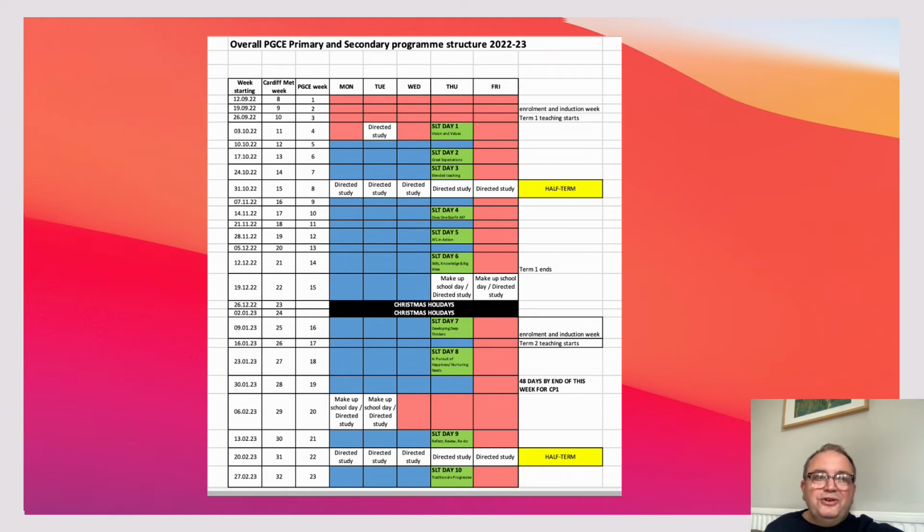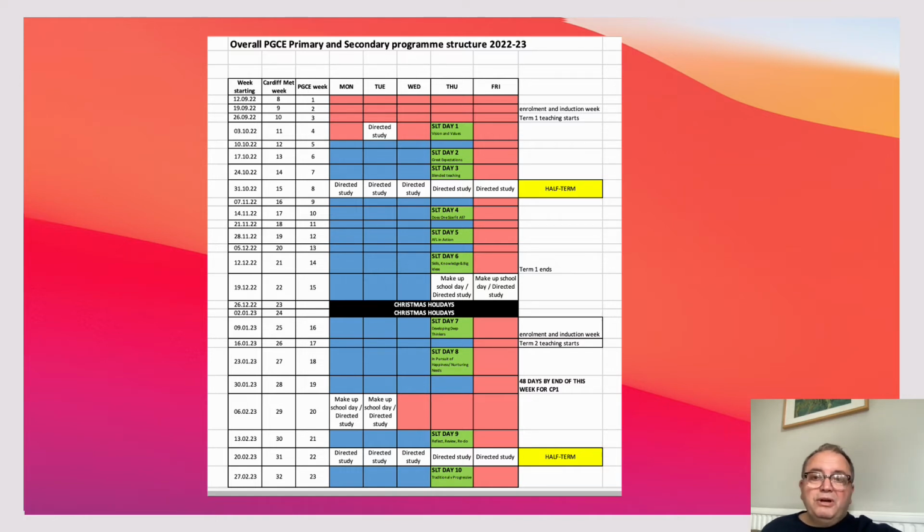This is another version of the document that you've just looked at, but it gives you an outline of when you'll be in school and when you'll be in university. So as you can see from this timetable, which is just for CP1, it's a very intensive course. You need to attend all university and school days unless it's absolutely impossible. Now, if you are unable to attend a university day, please make sure you email myself and the other staff who may be working with you that day.